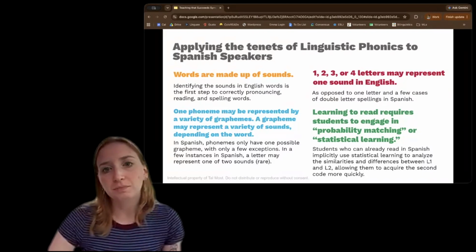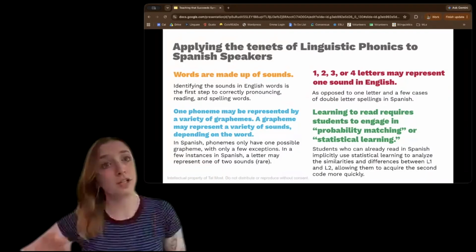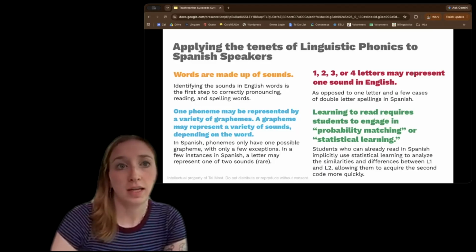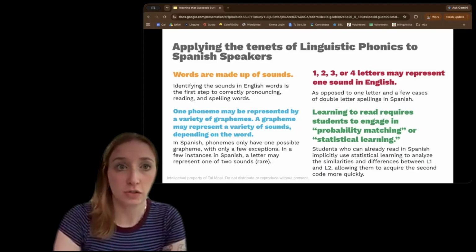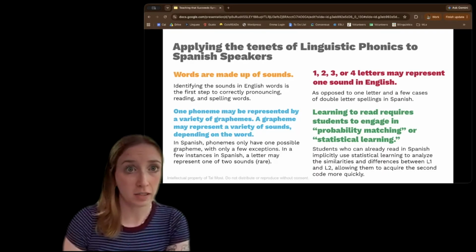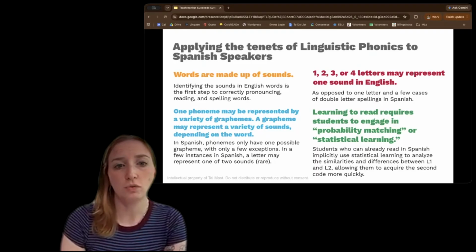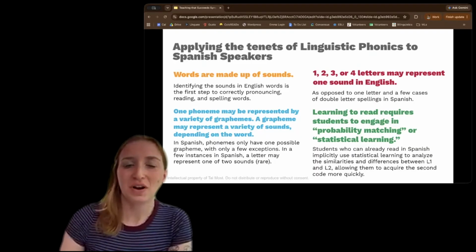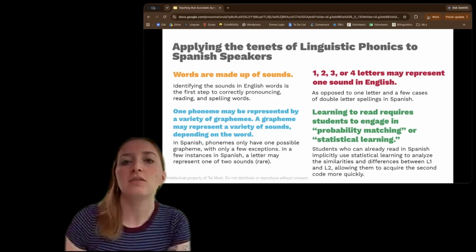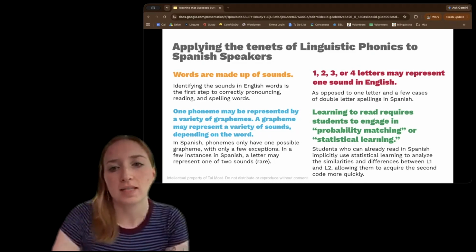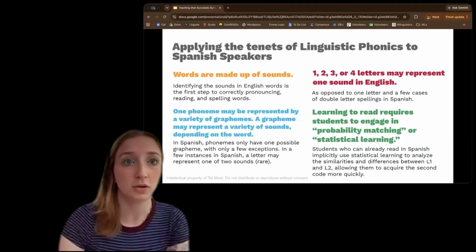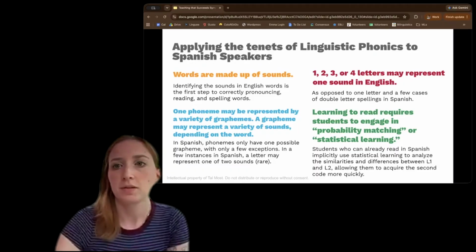So something that we can really leverage that is crucial in linguistic phonics instruction is leveraging the innate process of probability matching, also known as statistical learning, that our brains engage in when we are able to derive patterns by being exposed to various input. So students who can already read or write in Spanish or in their home language can innately use this statistical learning to analyze and acquire the similarities and differences between Spanish and English, or whatever their home language may be, in order to acquire English more quickly.